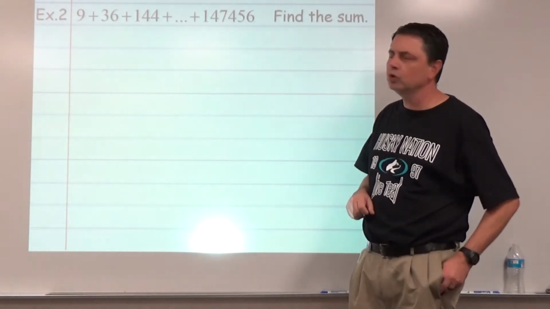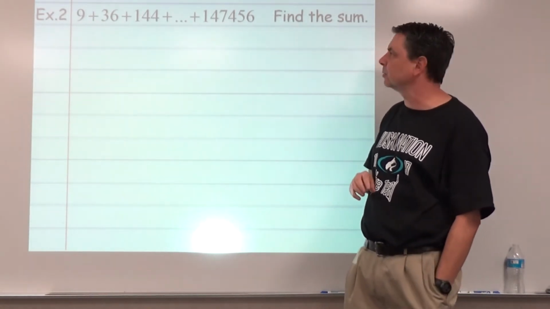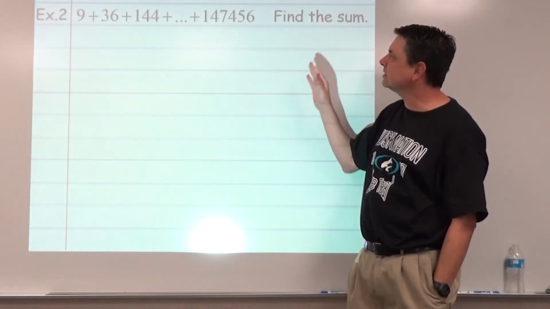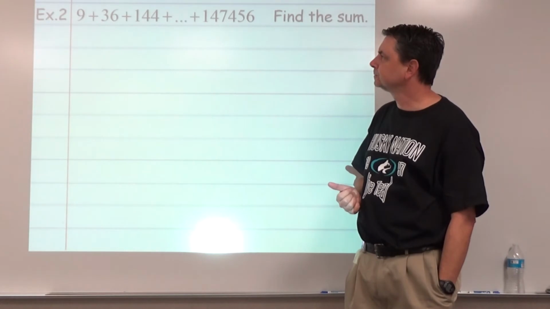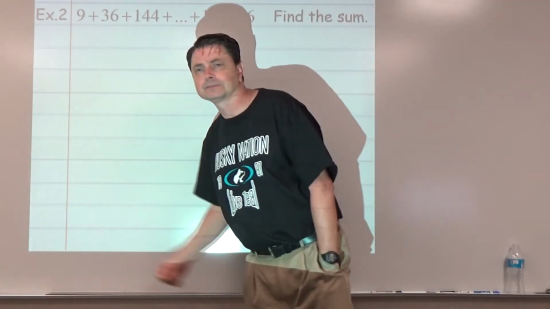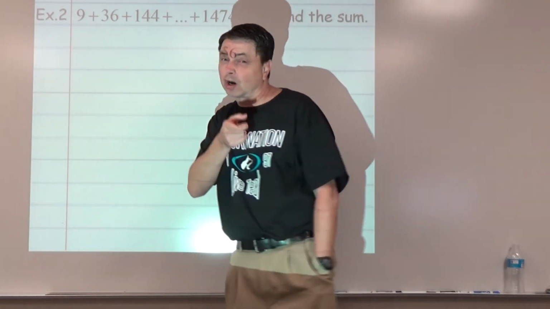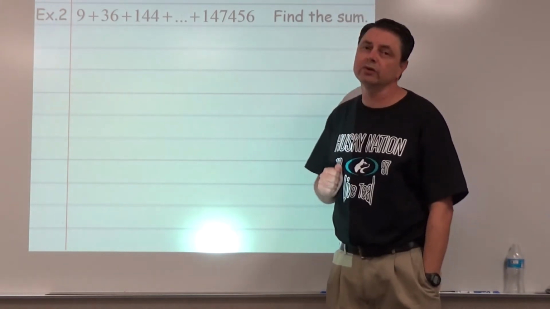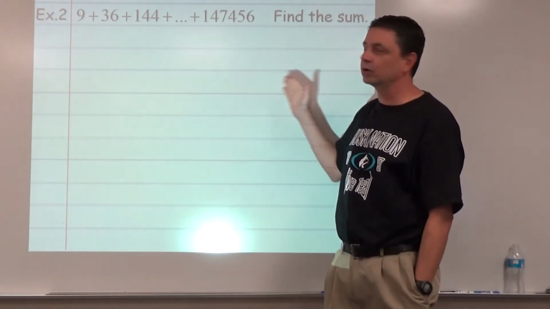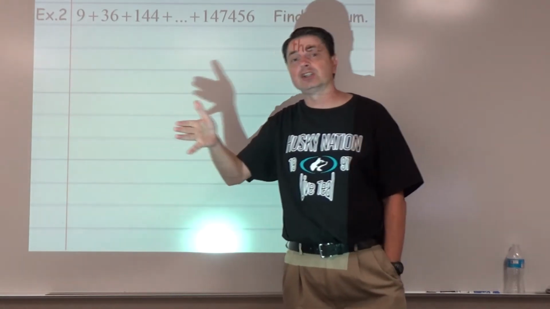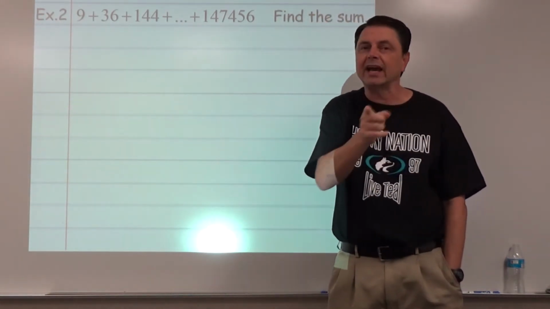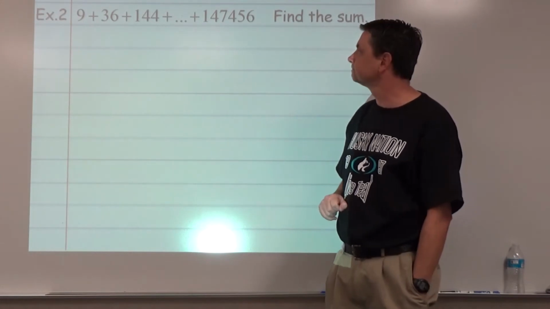Example number 2, we did something similar for arithmetic back then. Find the sum, adding them up. Here's our issue. We know a sub 1. I think we can figure out the r pretty easily. We don't know n. We don't know how many terms this is because we don't really know what's missing. And we're not allowed to just write it all out. We have to show the algebra.